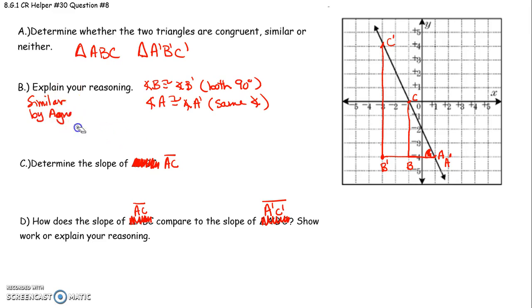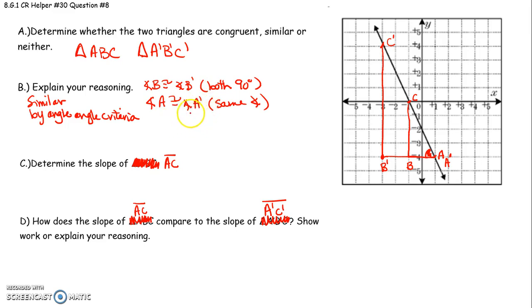This is from a few months ago, ladies and gentlemen. Similar by angle criteria. So because B and B prime are definitely congruent, A and A prime are definitely congruent, that forces C and C prime to be congruent. If two angles in the triangles are the same, the third will be.